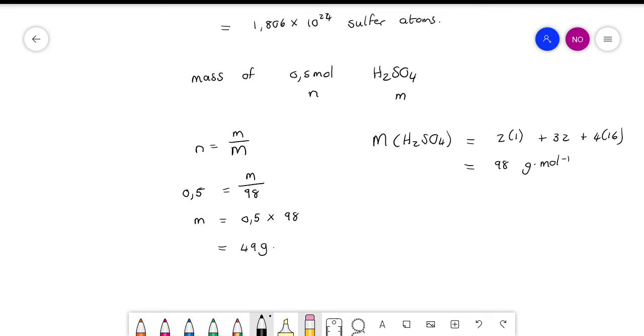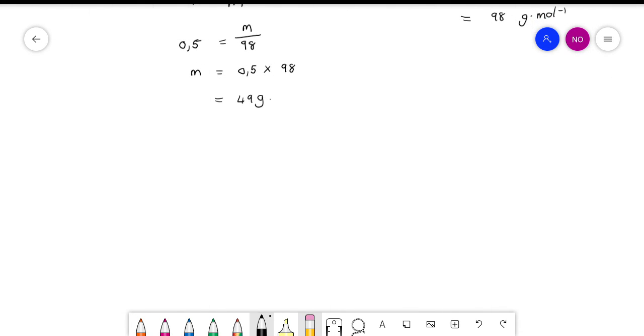All right. Another one. Calculate the number of atoms in 1,2 gram carbon.